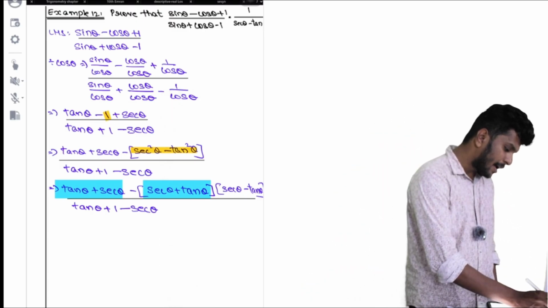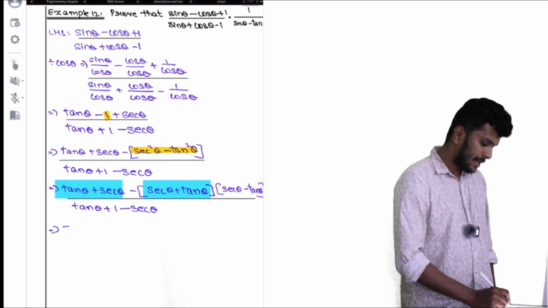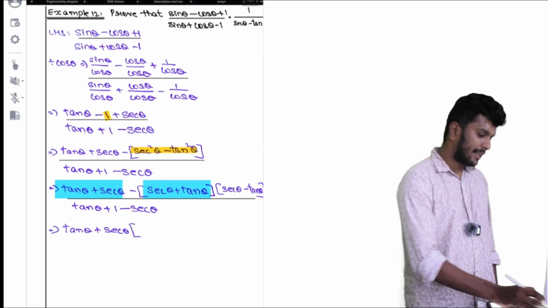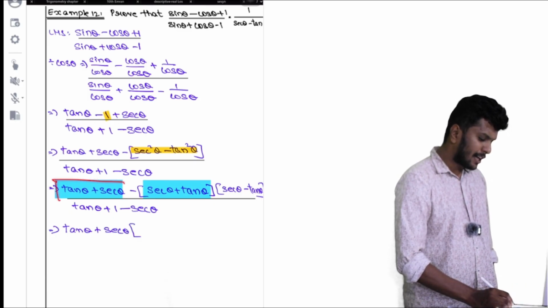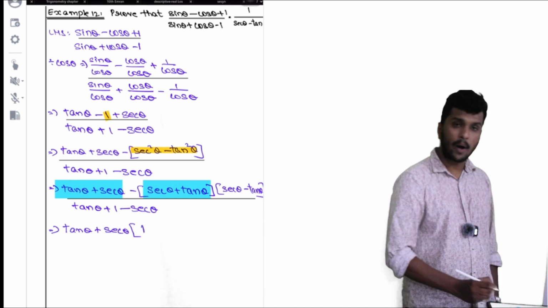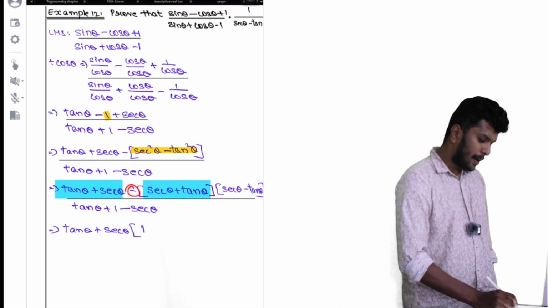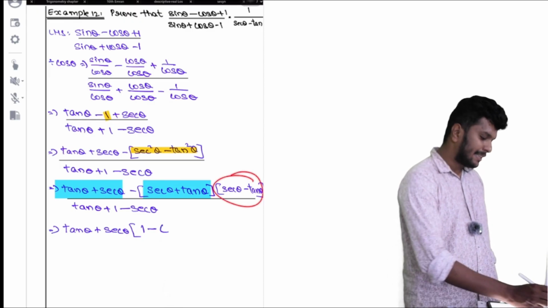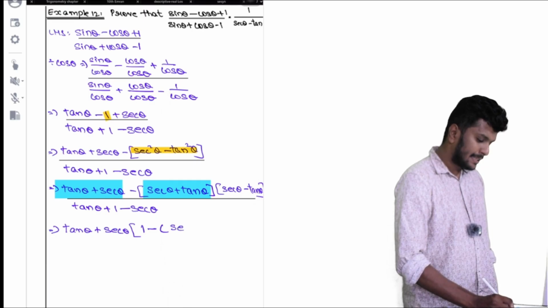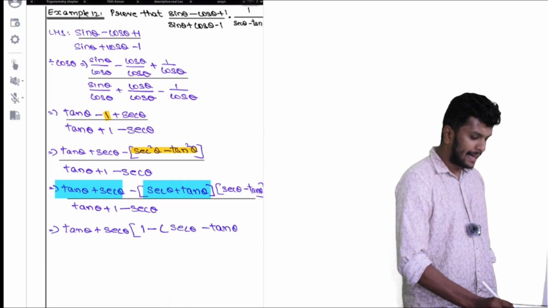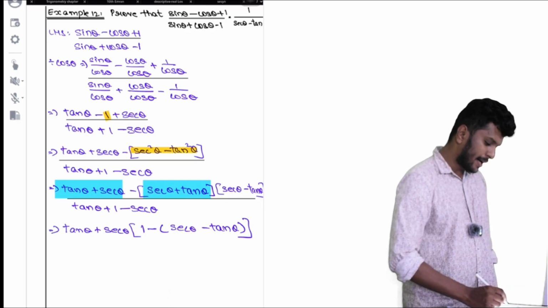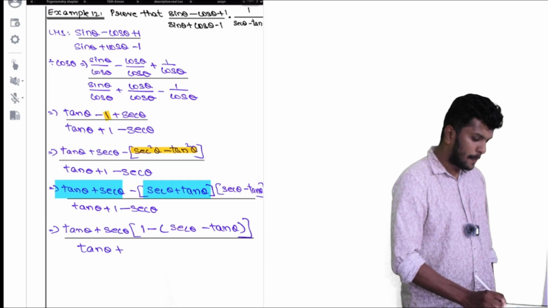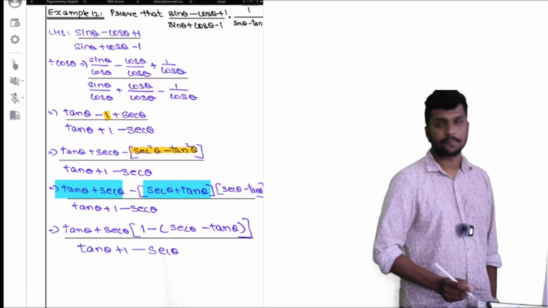Since it's a common term, I will take it outside. Tan theta plus sec theta, I will take it outside. So my dear friends, this will completely become 1. Then this minus, I'm going to put it down. Minus, what is left over now? Sec theta minus tan theta, whole divided by what you have here, tan theta plus 1 minus sec theta.